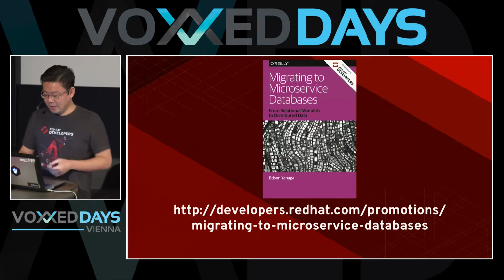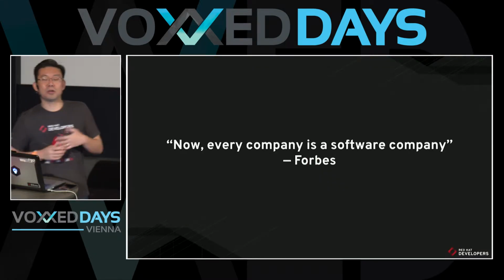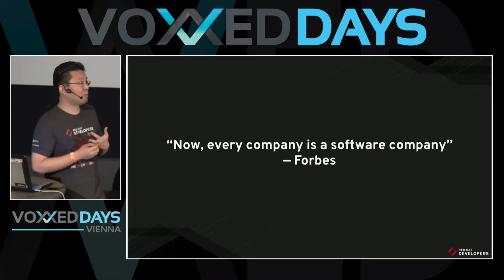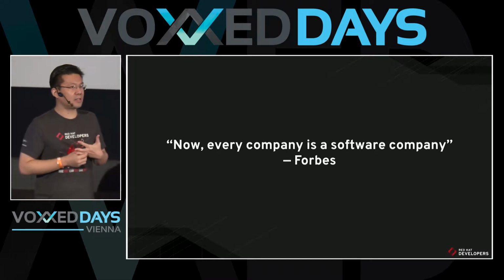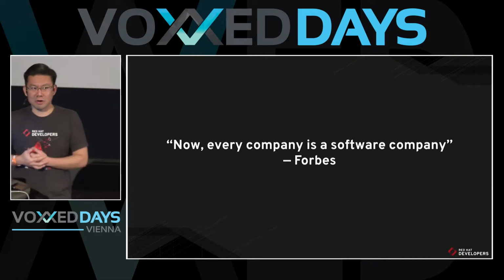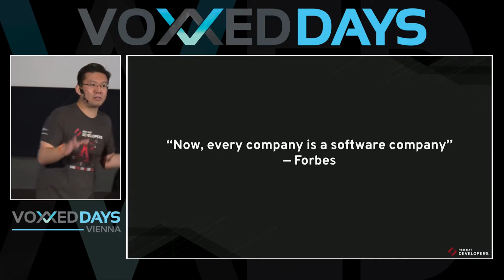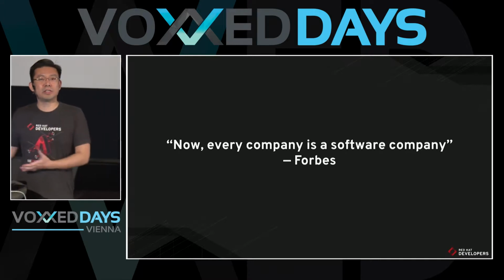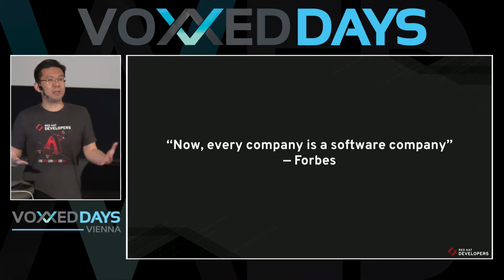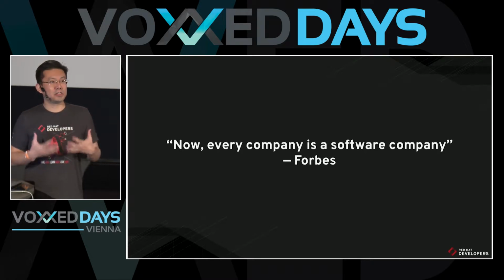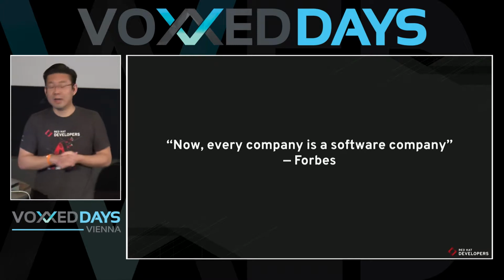And I always like to start my talks with this sentence, which is not from me, but from Forbes: now, every company is a software company. I like to say that you don't work for the government, you work for a software company. You don't work for a bank, you work for a software company. You don't work for an industry, you work for a software company, because in the world that we live in today, we're all being changed by the digital transformation, the digital revolution that is happening in our daily lives.